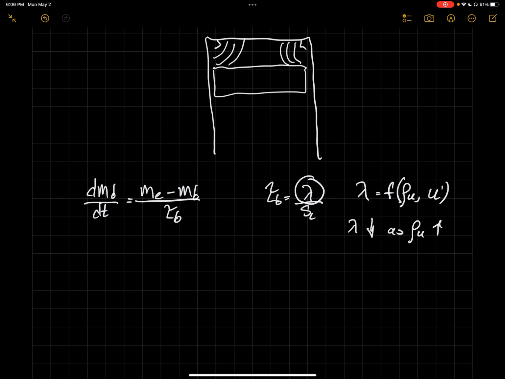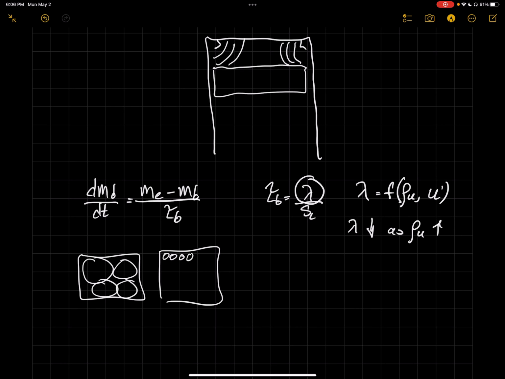You can kind of imagine that, right? If I have a cylinder of low density compared to a cylinder of high density, you can see right away that the eddy diameter, that lambda, is much smaller when I have a high density compared to a low density. So this would be the low density case, and this would be the high density case. So by increasing the density of the mixture, I can decrease lambda.